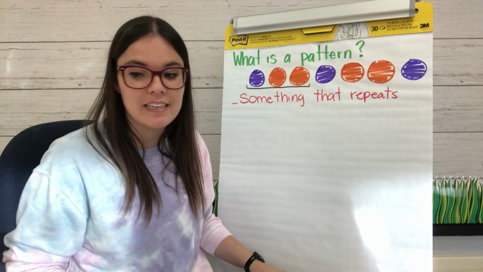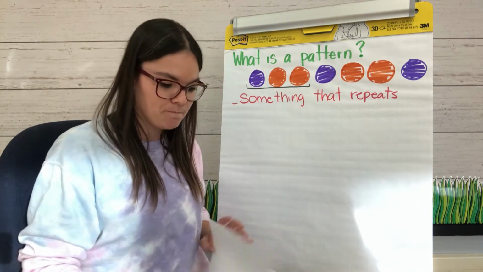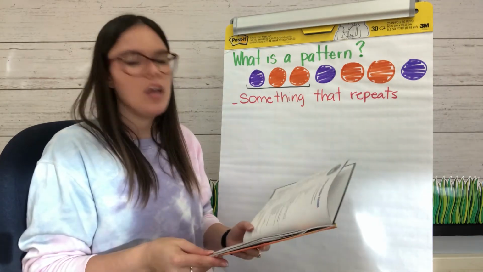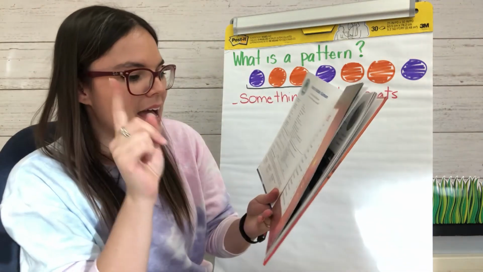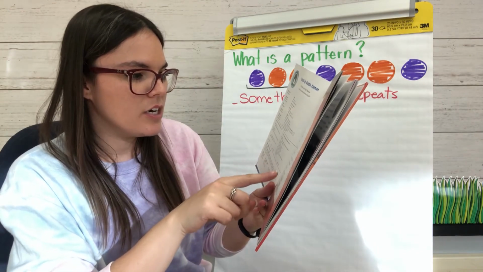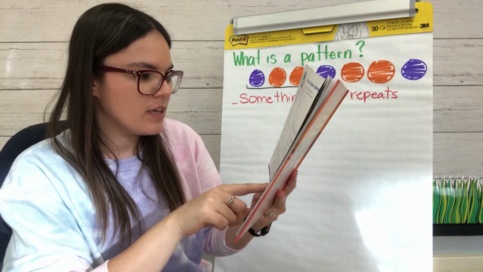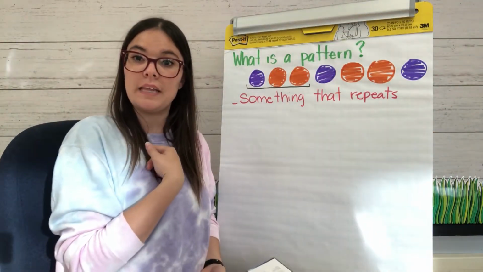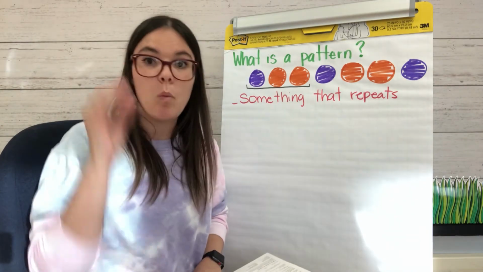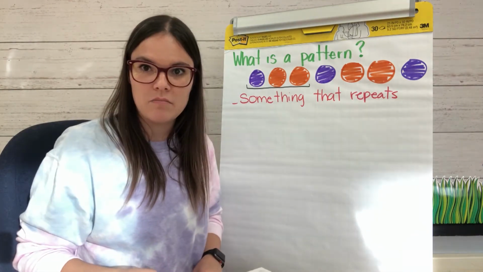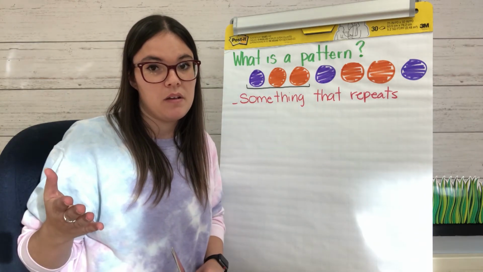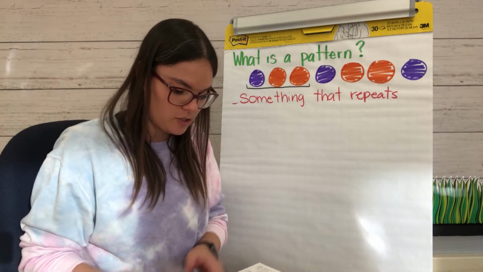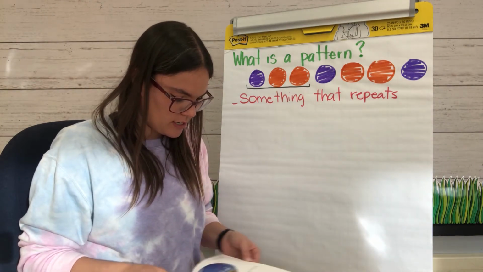Now, I mentioned the earth is tilted, remember? Let's see if that has anything to do with it. So in the table of contents, I found an awesome title. It says, A Tilted Planet. That's exactly what our planet is. It's tilted. Let's find out why it's tilted and if that has anything to do with the different sunlight and nighttime hours in a day, depending on the season. So let's go to page 14. Here it is.